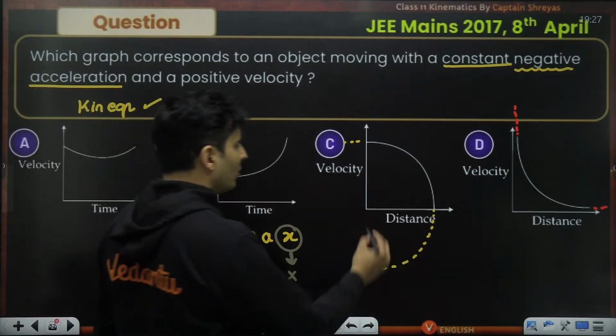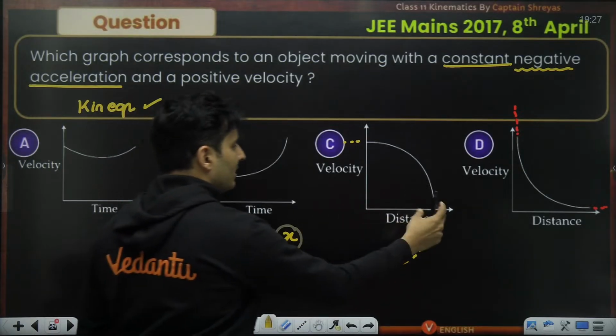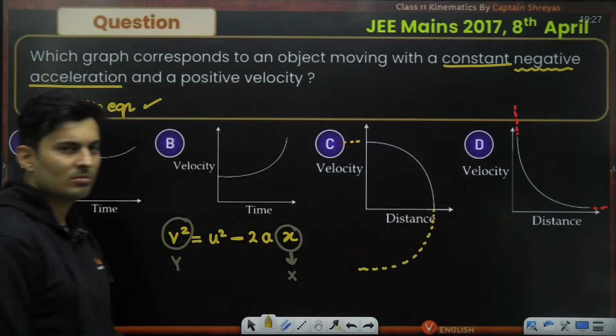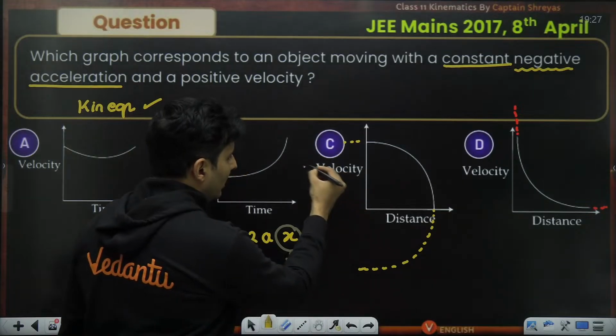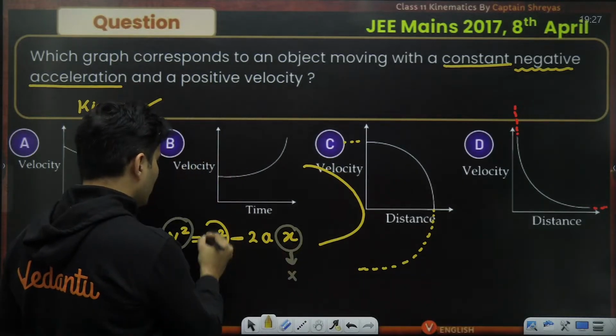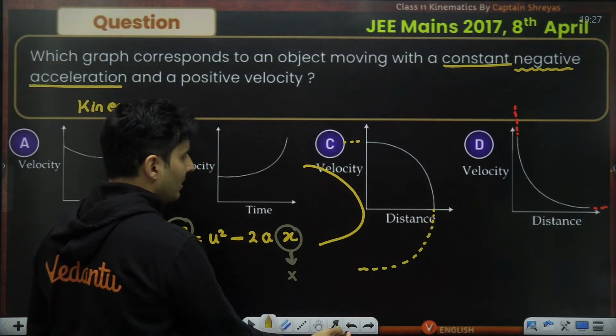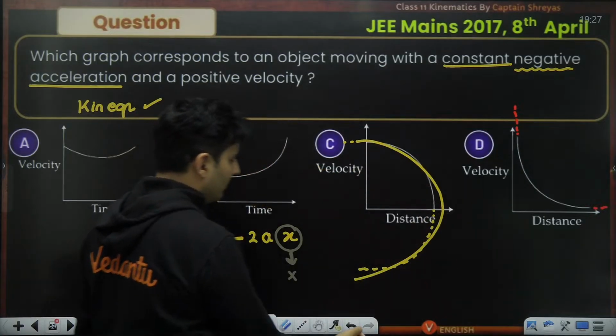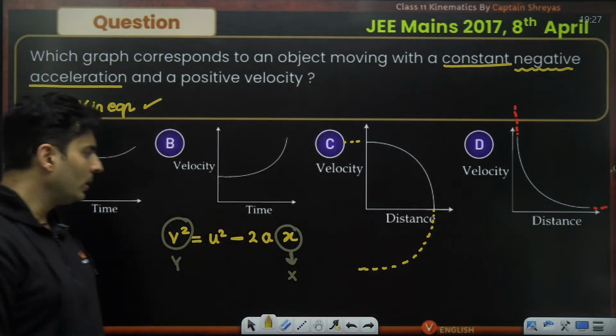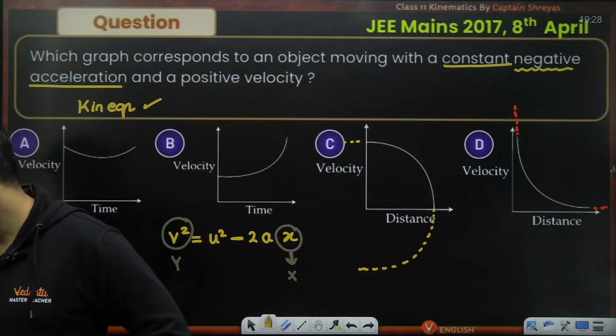This u square has come only because of some distance over here. So the parabola is not passing through the origin because of this constant term which is there. So that's why the parabola has shifted by some amount. Cool. That is the logic behind it. Yeah.